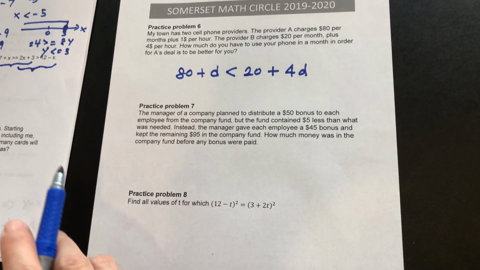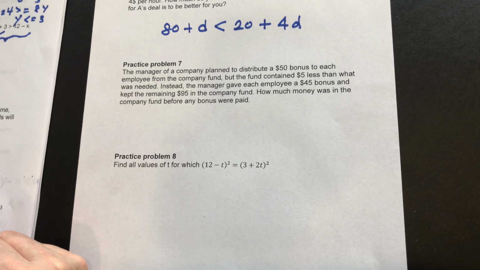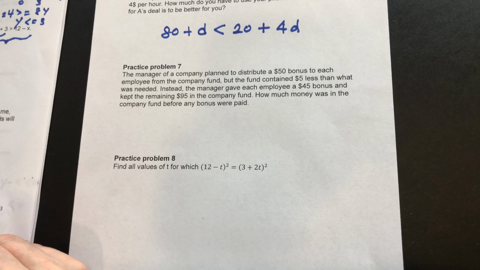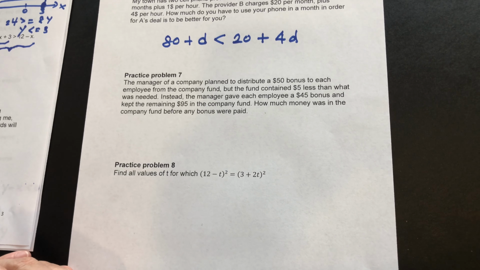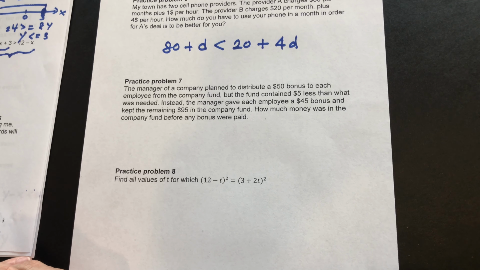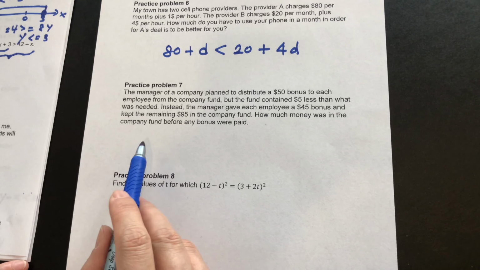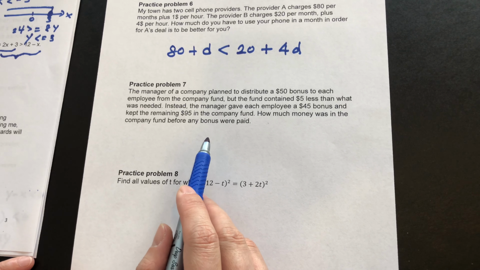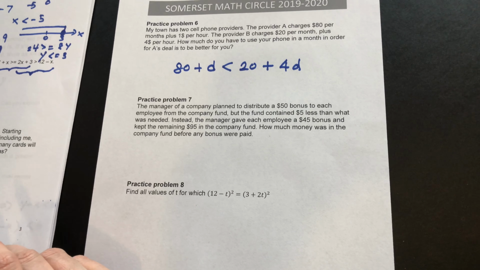Practice problem 7. The manager of a company planned to distribute a $50 bonus to each employee from the company fund, but the fund contained $5 less than what was needed. Instead, the manager gave each employee a $45 bonus and kept the remaining $95 in the company fund. How much money was in the company fund before any bonuses were paid?